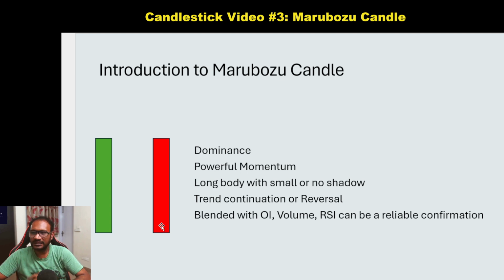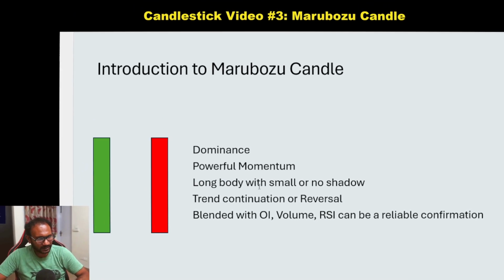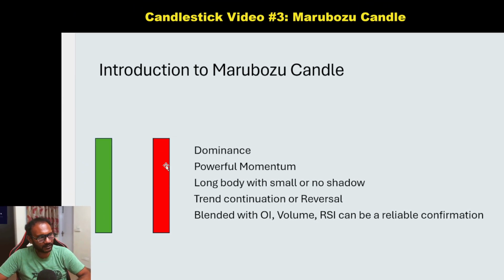So that's what a Marubozu candle indicates. It indicates a complete takeover of one player over the other. Sometimes you may find some shadows. As compared to this body, there will be very, very little spikes on either side. That is still a Marubozu candle.